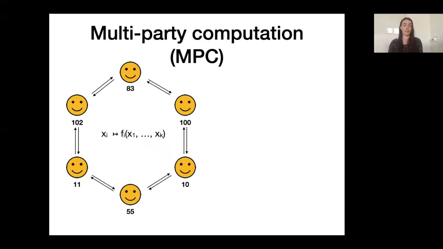We still have our 6 players, but now they only communicate with each other. I didn't draw all the arrows here, but everybody can talk to everybody. There are 2 main properties that we want to achieve. The first one, as I already mentioned, is input privacy. And this privacy should be guaranteed even if multiple corrupted players work together and actively deviate from the protocol to try to learn information about the other players.